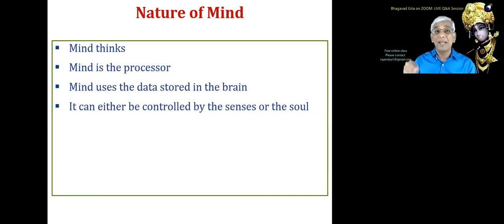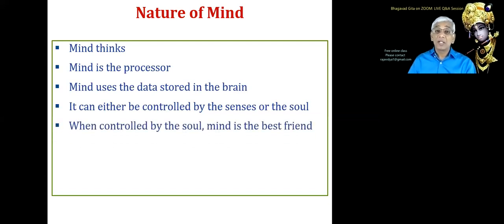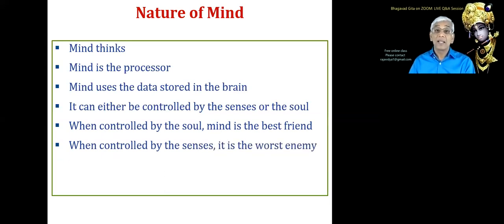We are not letting the mind go after the sense objects. So that's why it's very, very important. It can be controlled either by the senses or by the soul. When controlled by the soul, the mind is the best friend. Our mind will become our best friend if we are able to control it. But when controlled by the senses, it is the worst enemy. The mind will become the worst enemy.